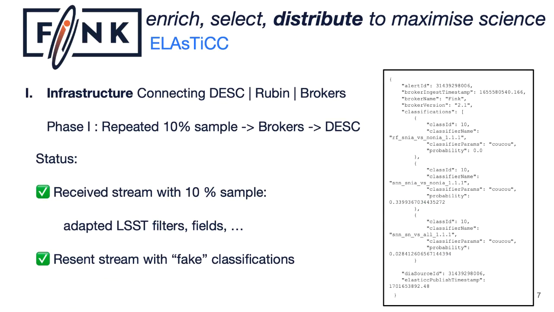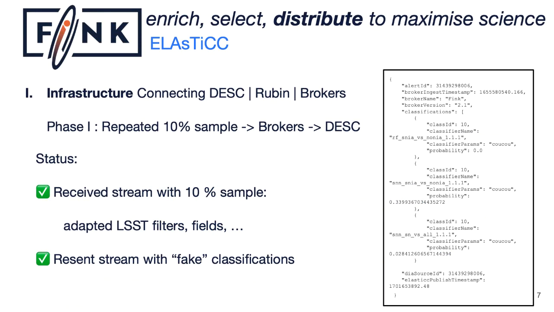And we have also resent the stream back with fake classifications. If you can see on the right, this is an example of what we sent back at one point. You can see that we have alert ID, when we ingested the alert, what version we are running, and you can see the classifications, and you can see the classifier params that is coucou. Coucou is in French, hello.